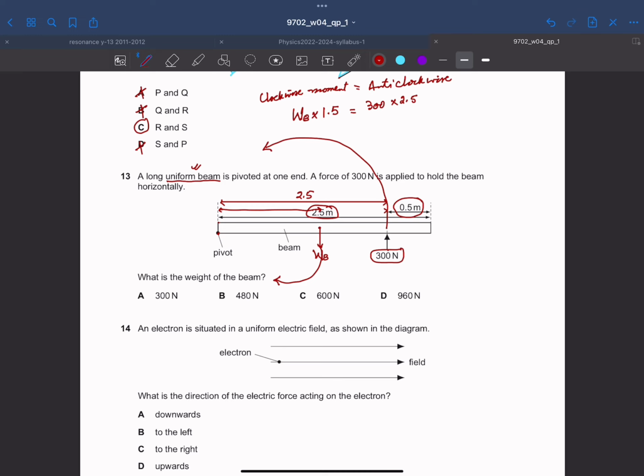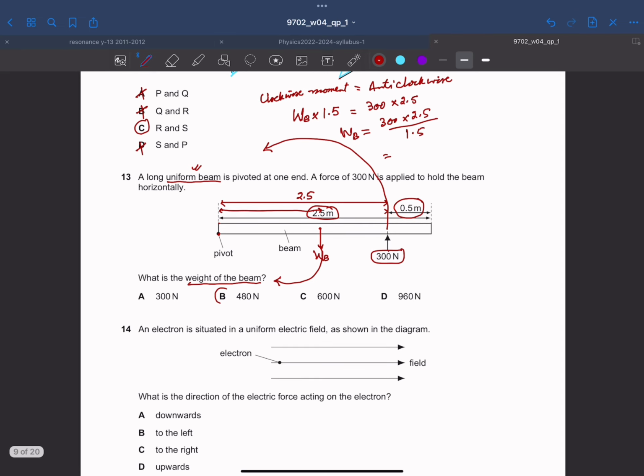They are asking for the weight of the beam. So the weight of the beam is nothing but 300 into 2.5 divided by 1.5, and the answer you will get is 480. When you calculate this, you will get 480. So this is a simple calculation, so you need not go for the other options.